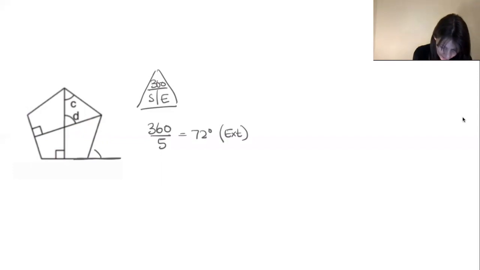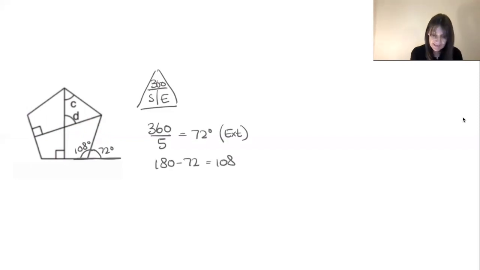I know that that is 72 degrees, and I know that is 108 degrees, because 180 take away 72 is 108. So I know these two facts, which means if that's 108, that is, and that is, and that is, and that is. So I have that piece of information to me.